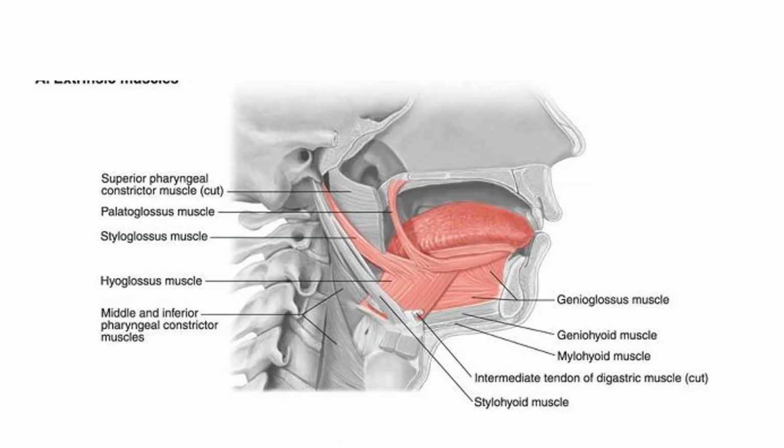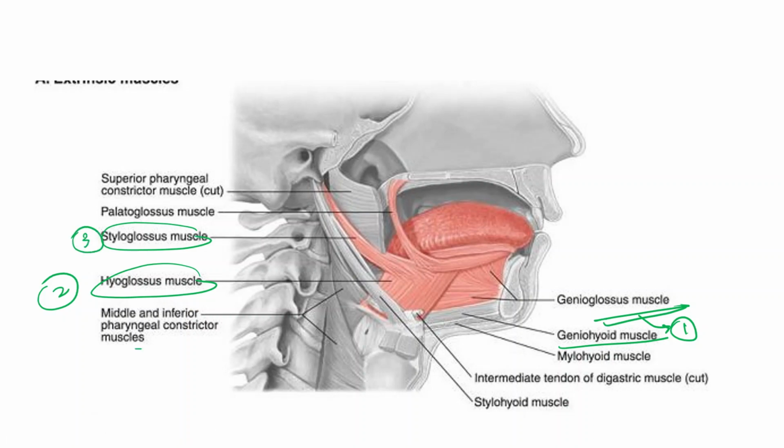To wind up the extrinsic muscles of the tongue, the very first muscle is the genioglossus, from the superior genial tubercle to the tongue. The second muscle is the hyoglossus, from the hyoid bone, the greater cornu and the body of the hyoid bone, to the tongue. The styloglossus takes its origin from the tip of the styloid process and the stylomandibular ligament.